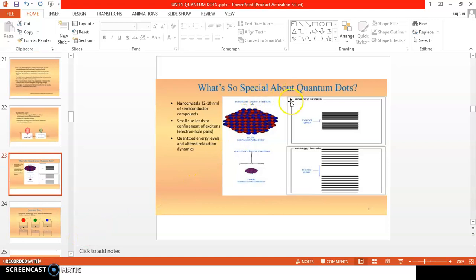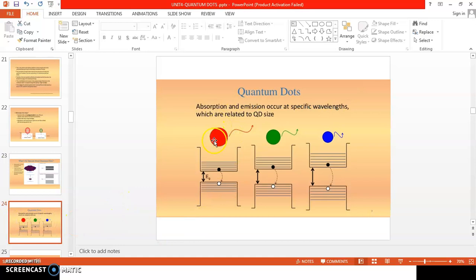What is so special about quantum dots? They are nanocrystals, 2 to 10 nanometers, of semiconductor compounds. Small size leads to confinement of excitations. Quantized energy levels are altered, as are relaxation dynamics. Here you can see the band gap is high. When you move along, the energy level is very high because the band gap is very high, and due to that it creates a larger energy gap.